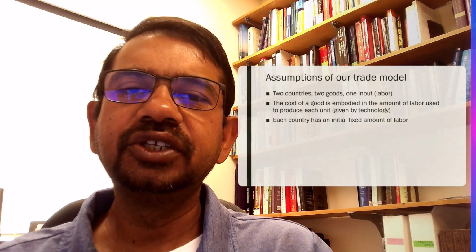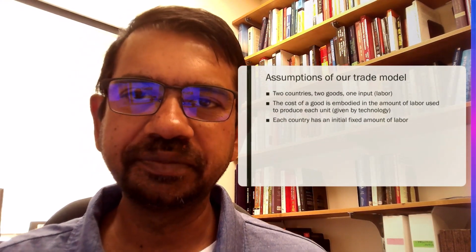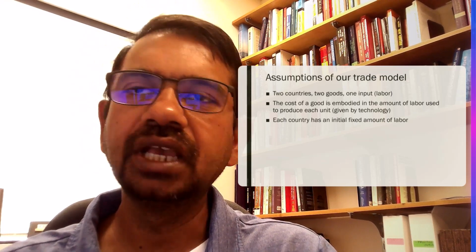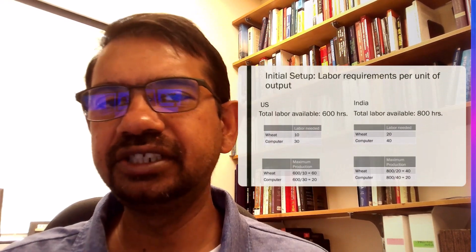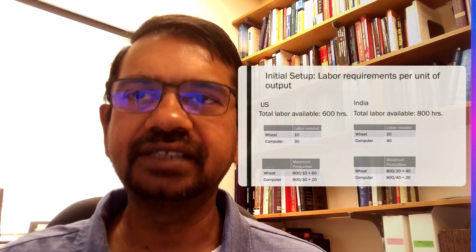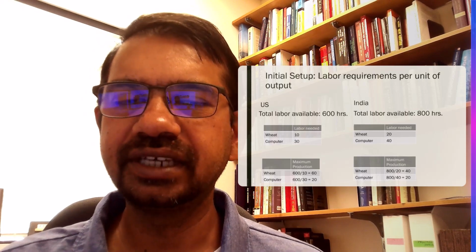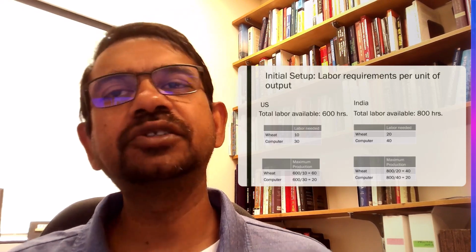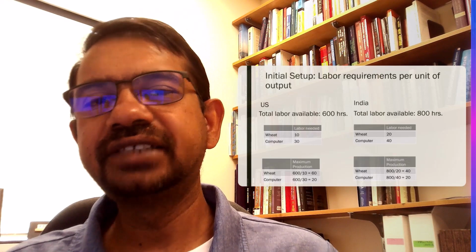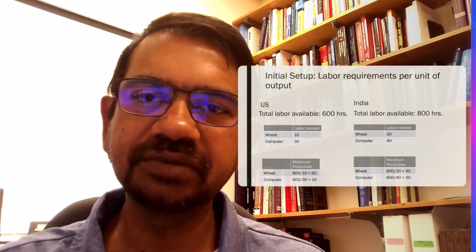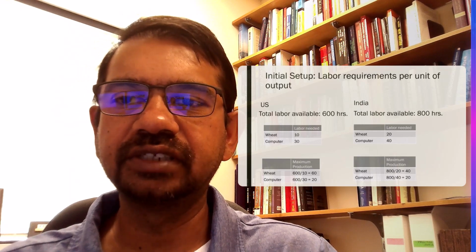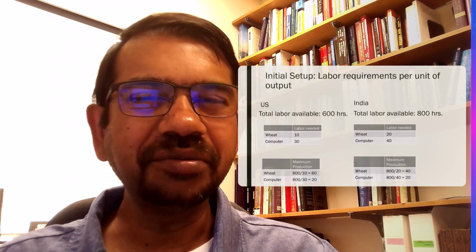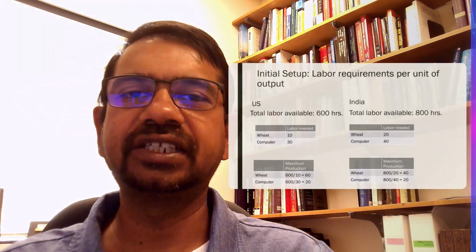And to keep things simple, we'll also assume that each country has a fixed amount of labor. So given this, let us look at the example of two countries, US and India, and let's consider two goods, wheat and computers. Let's also assume that US has 600 hours of workers available, whereas India has 800 hours of workers available. The table given here gives us the technology.